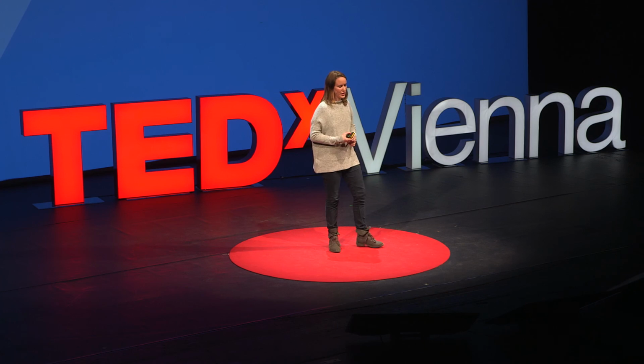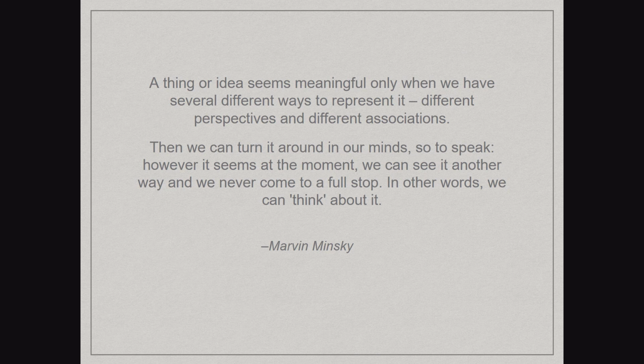So now that we know we can actually translate emotions from one medium to another, the next question is why? Why would we do that? And to answer that for myself, I really like this quote from artificial intelligence pioneer Marvin Minsky, which says, "A thing or idea seems meaningful only when we have several different ways to represent it, different perspectives and different associations. Then we can turn it around in our minds, so to speak. However, it seems at the moment, we can see it another way and never come to a full stop. In other words, we can think about it."